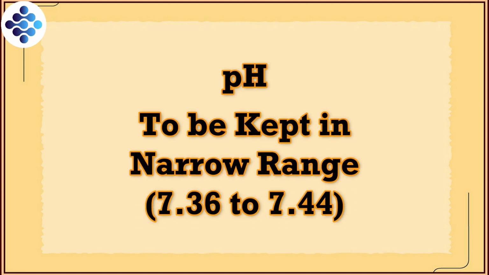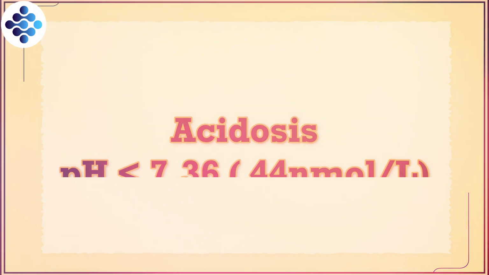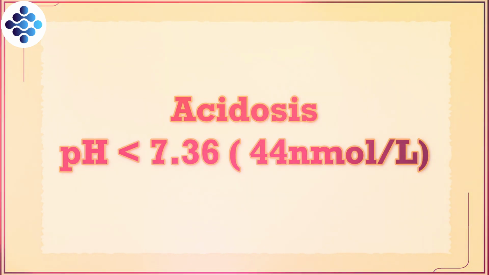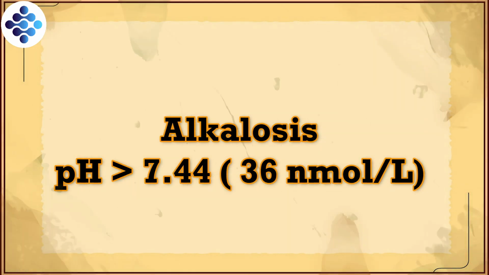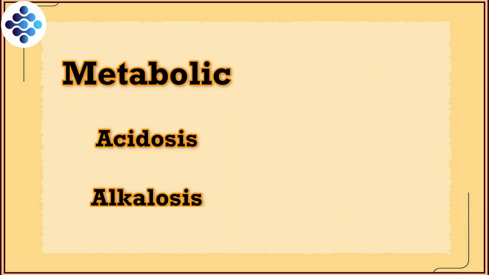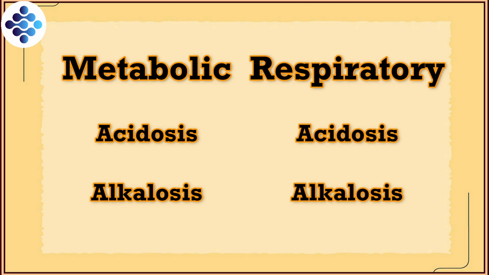It's very important to keep pH within a very narrow range, 7.36 to 7.44 precisely. At 7.36 it is 44 nanomole per liter, and at 7.44 it is 36 nanomole per liter. pH value lower than 7.36 takes the body towards acidosis. pH value higher than 7.44 takes it towards alkalosis. Now there can be metabolic acidosis and metabolic alkalosis. There can be respiratory acidosis and respiratory alkalosis. And these conditions can prevail either as an isolated or even a combined one.